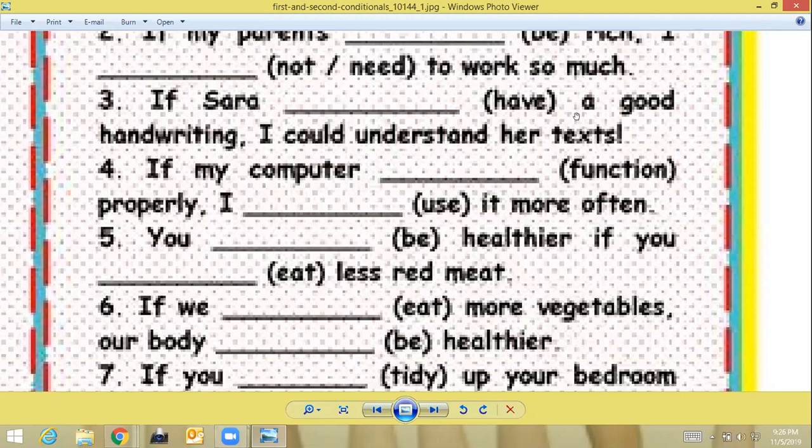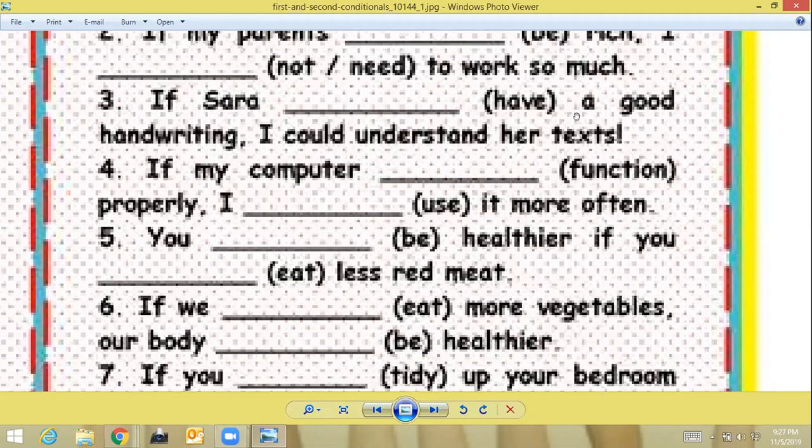Me? Yes, please. You were healthier if you could eat less red meat. Actually, you need to change it a little bit. You could be healthier. You would be healthier if you ate less red meat. Yes. If you ate less red meat, that means that the person in exercise five eats a lot of red meat. So you would be healthier if you ate less red meat.